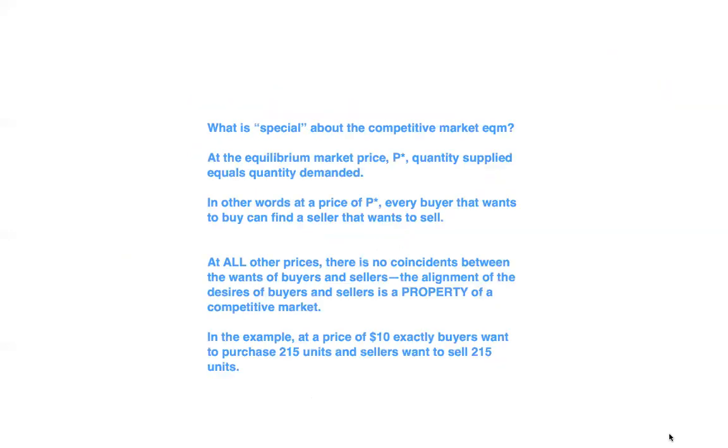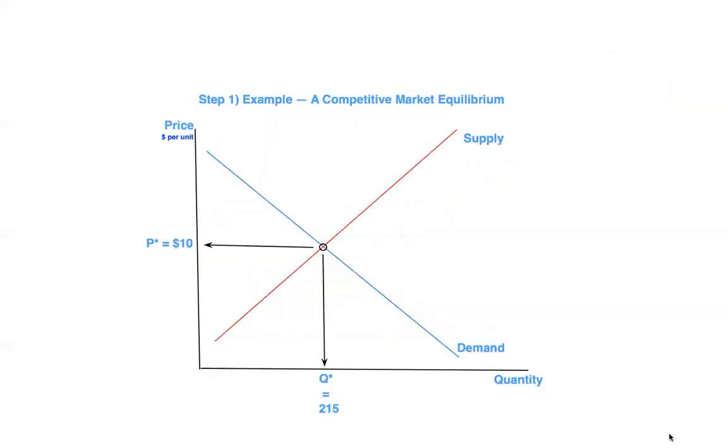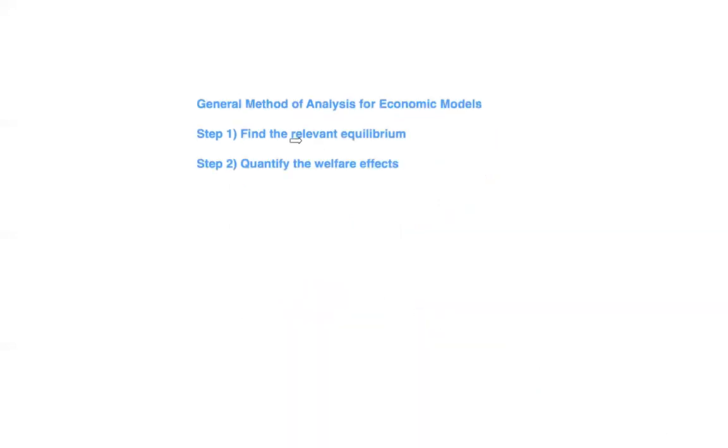Remember, we have 2 steps, and actually at this stage we're going to be moving to the second step. So this is a recap of things you've learned already. Our 2 steps are, find the relevant equilibrium and characterize it. And then step 2 is to quantify the welfare effects.